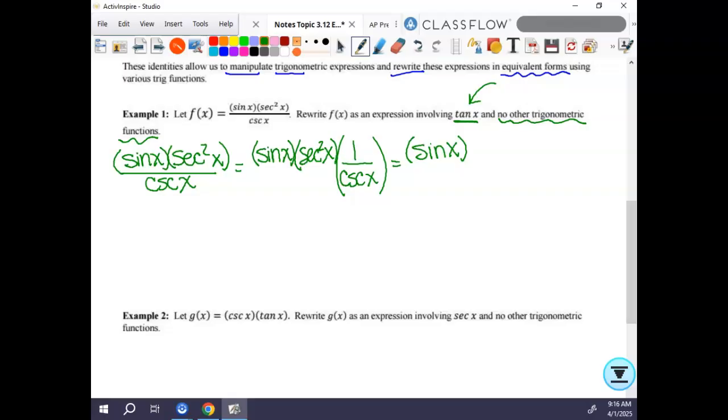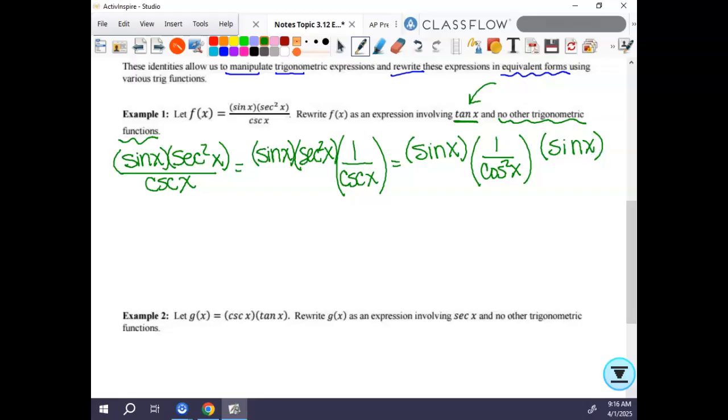Cosine. So if I have secant squared x, I can change that to 1 over cosine squared x. So even when they're squared, we can take the reciprocals, as long as there's no addition or subtraction. It's totally legal. And then I have 1 over cosecant. What's another way to write 1 over cosecant? Sine. Okay, so then I have sine of x.